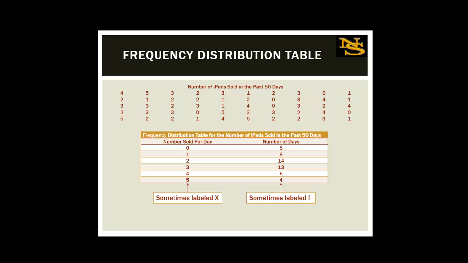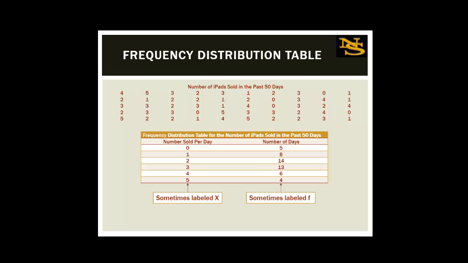F stands for frequency. So if we look at this data, let's start with the first row here for 0. 0 iPads sold in a particular day. If you go up to the data, you can see that there are, so 1 in the top row, so 1, 2, 3, 4, 5 zeros in that data set.